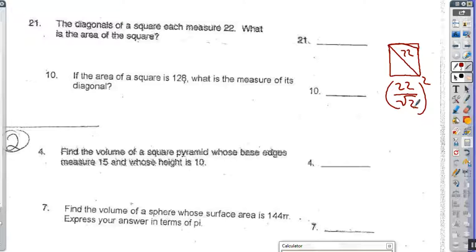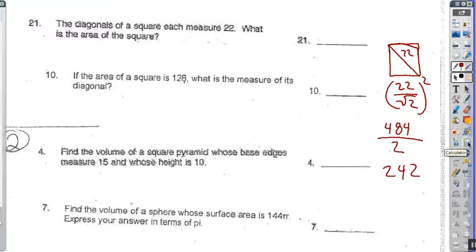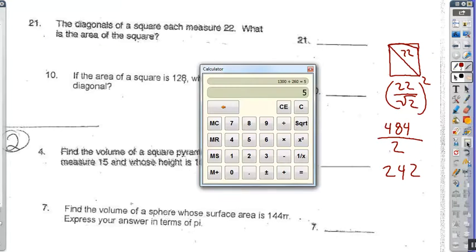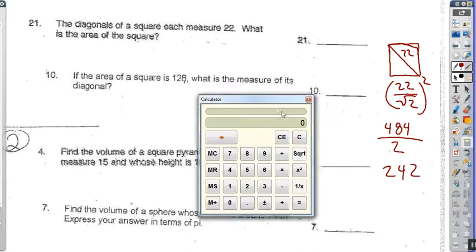So 22 squared is going to be 484, I think. See, that's why it's helpful to know these. Divided by 2. And so 484 divided by 2 is 242. Now, I'm just going to double check this because there's a reasonable possibility in my old age that I'm getting this wrong. So 22, that's 44, all right, divided by 2. All right, so there we go. That's the area of the square.